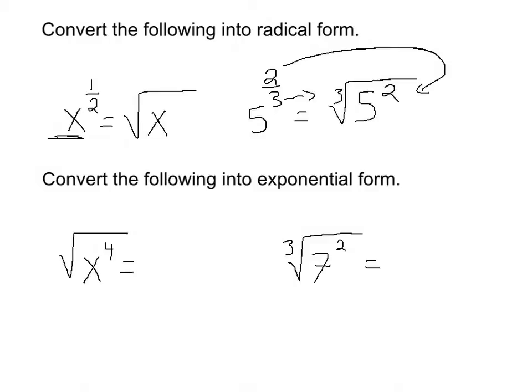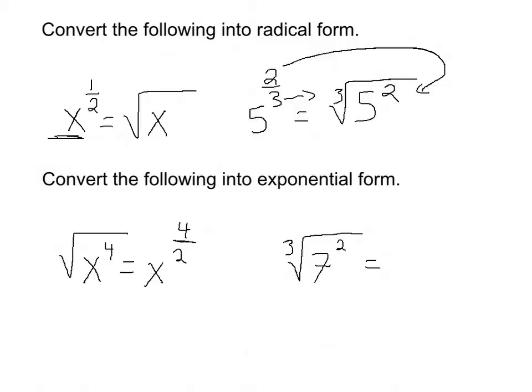So we're going to go in reverse. We have the square root of x to the 4th. Well, the square root, remember, is going to be 1/2. But here I have x to the power of 4. So my base again is x. The numerator of my exponent is going to be the 4, which is the exponent right there. And then my index is always the denominator, so that's going to be 2.